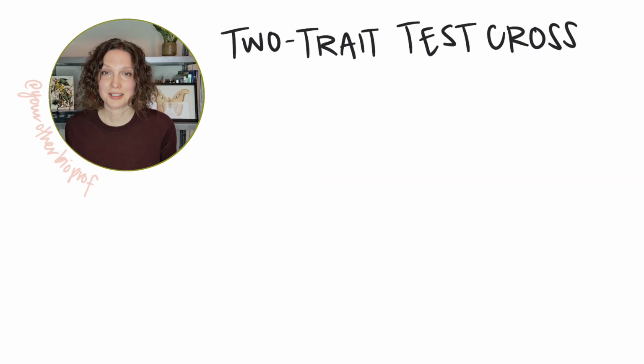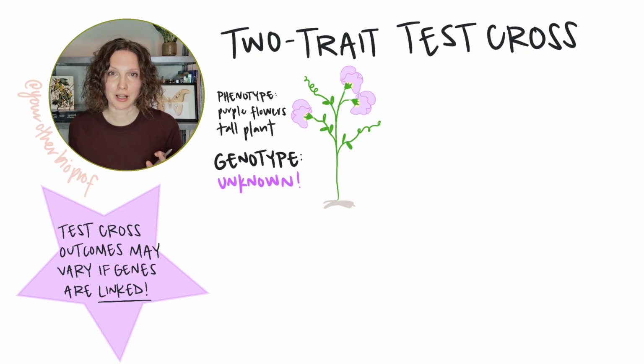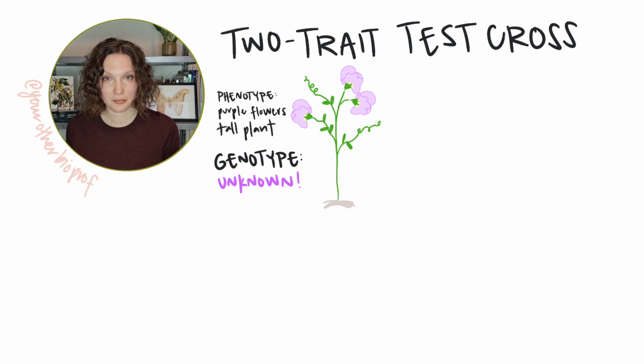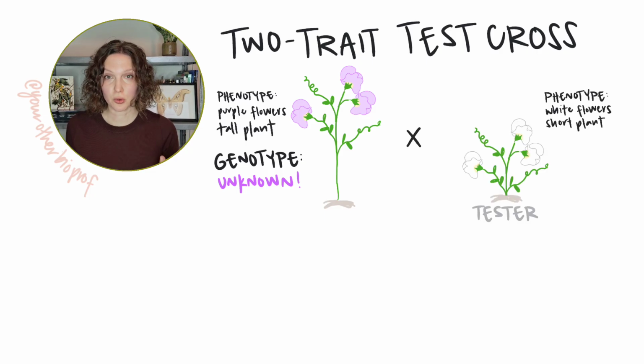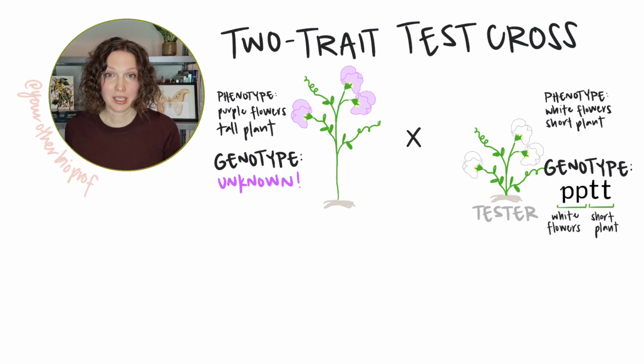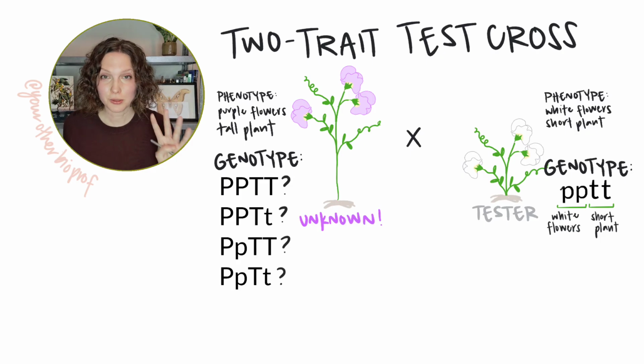You can also do a test cross involving more than one trait. So maybe our mystery purple flowered plant was also tall, another dominant phenotype. In that scenario, you'd pick a tester that was double recessive, so white flowers and short. And we'd know its genotype. Little p, little p gives you white flowers, little t, little t, short plant. But for our mystery tall plant, there are 4 possible genotypes that could give us that phenotype.